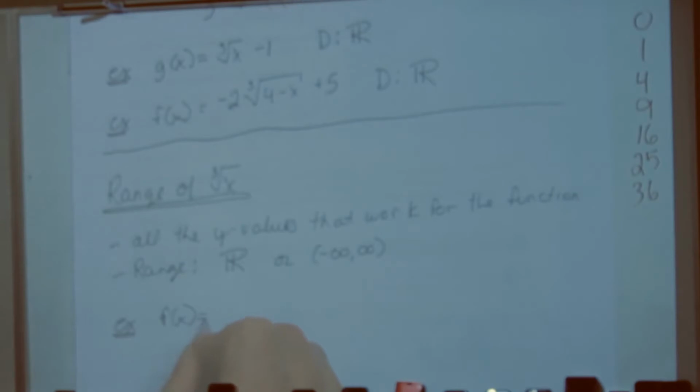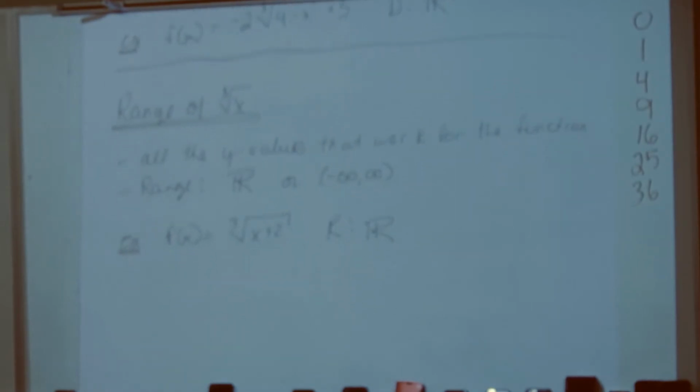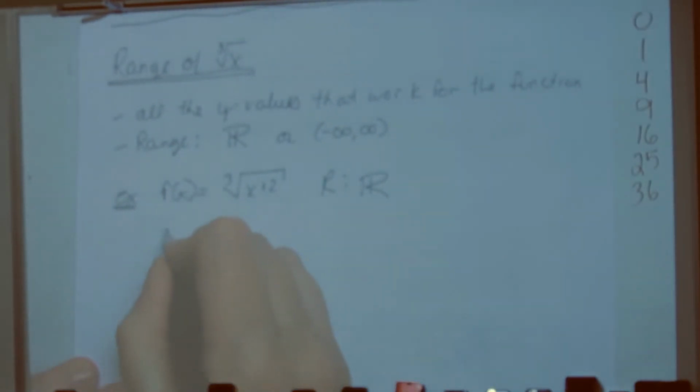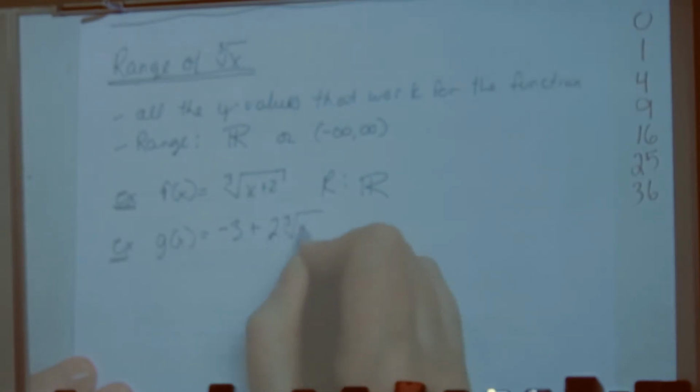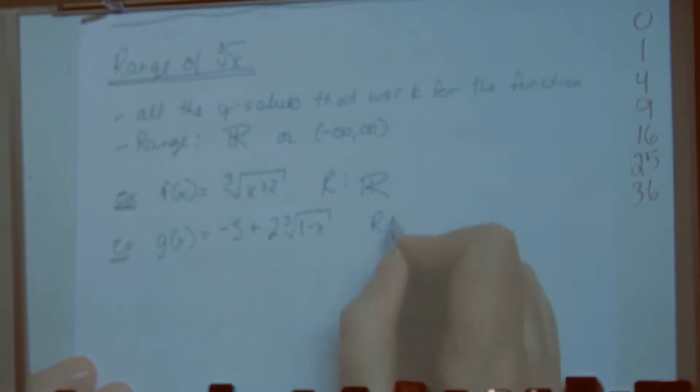All right, so let's look at it. f of x is equal to the cube root of x plus 2. My range is going to be all reals. It's very boring, but that's just the way this function works. If I give you g of x is equal to negative 3 plus 2 times the cube root of 1 minus x, I'm making this up. What is my range going to be? All real numbers. Still the same.